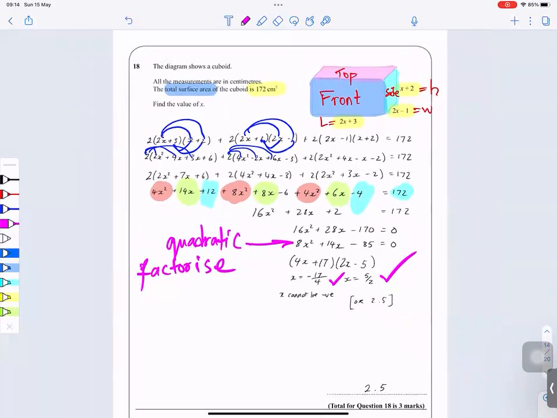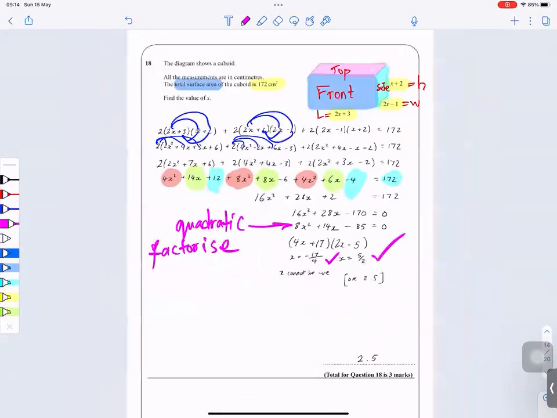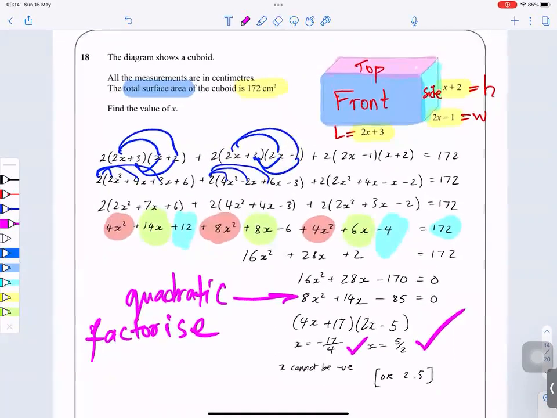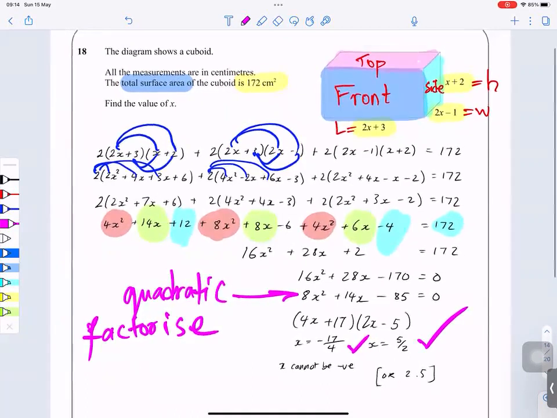And that will give you a total of, is it three marks? Yeah, it's 3 marks. So it's a lot of algebra for 3 marks. I think you have to be very good and work fast to get these 3 marks for this question. So that's how we do that type of question.